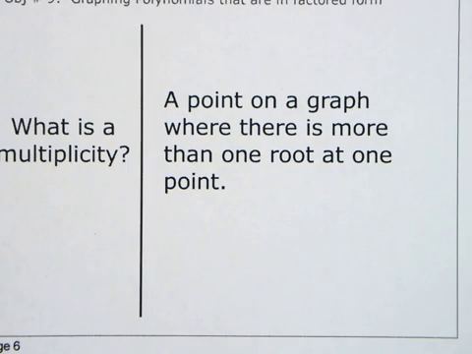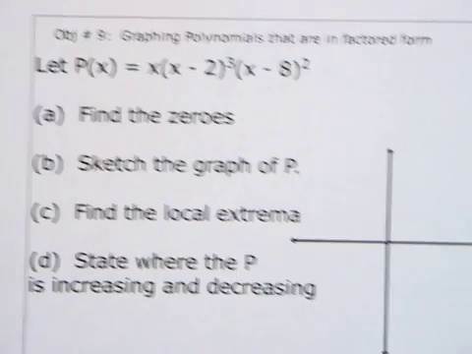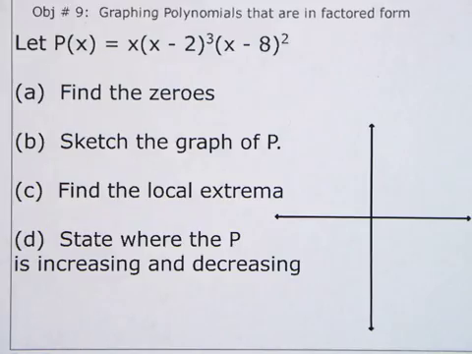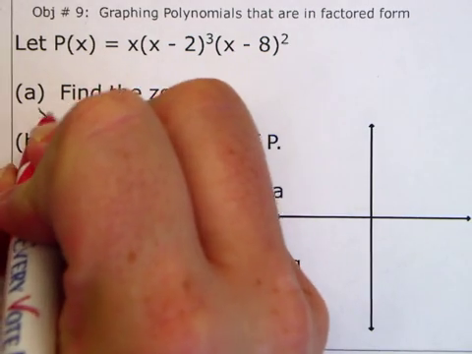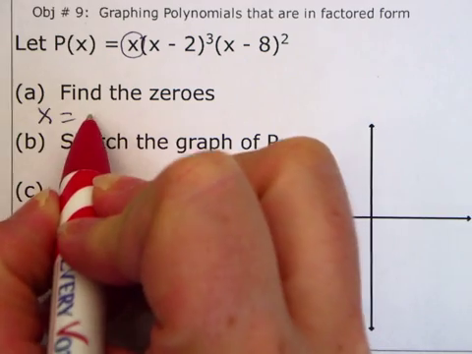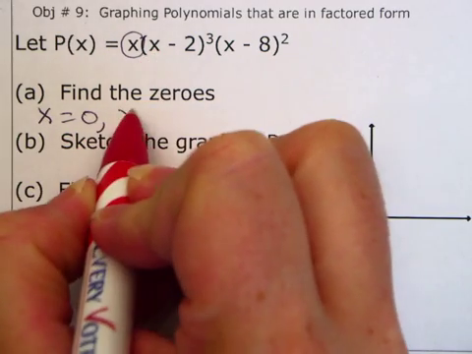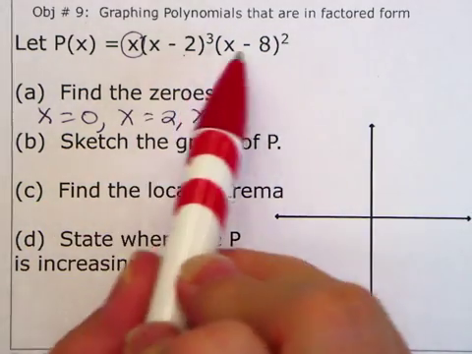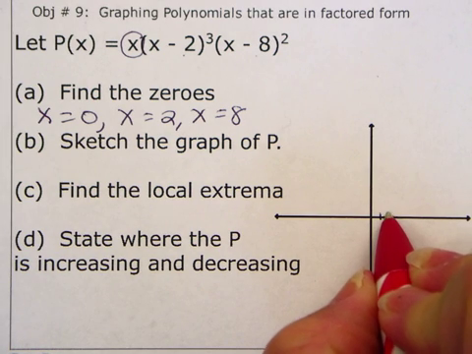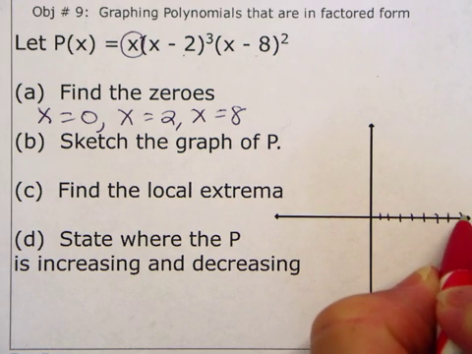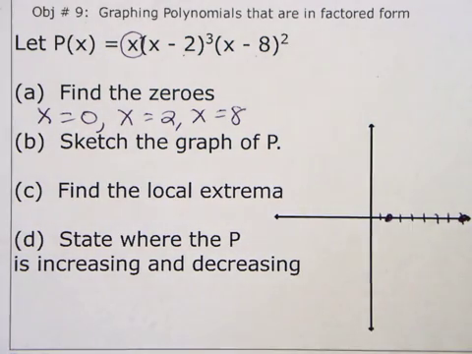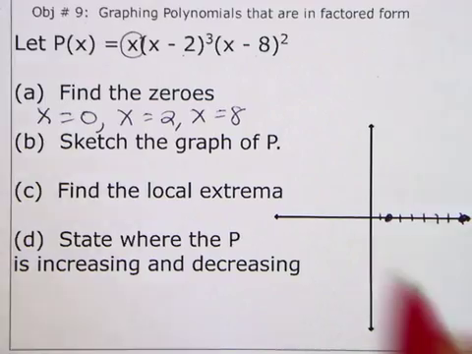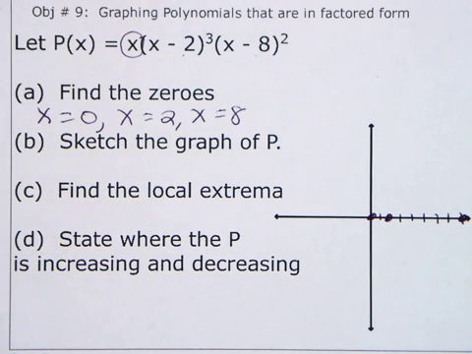All right. So we've got 3 practice problems. So let's do the next one. All right. So start by finding the zeros. What are our zeros? So we have x equals, well, we have a plain x, so that's 0. X equals 2, and x equals 8. Okay, so I just switch the sign.